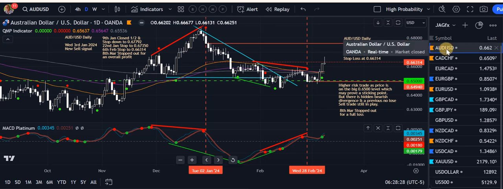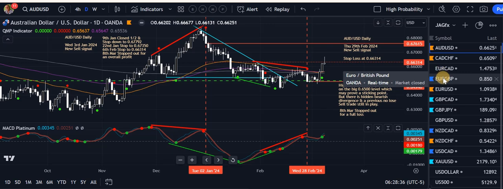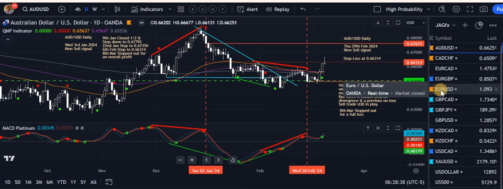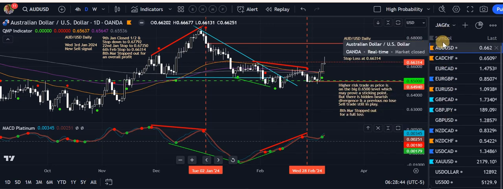So we've got highlighted colours here. So you can see the Aussie USD is the top one. Highlight in orange means something I want to talk about in the video. No highlight, no trade on. Dark blue, trade on, no action taken. Light blue, trades on and some action taken. It's just my way of knowing what's going on.